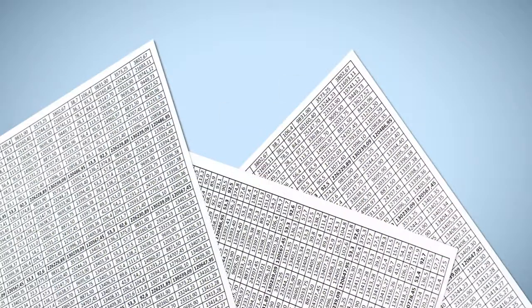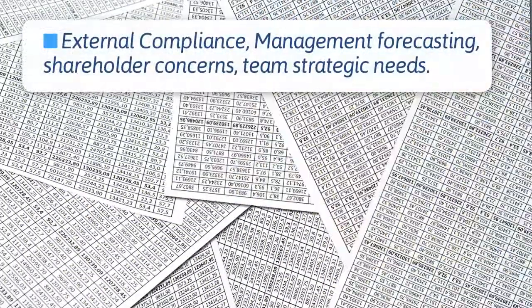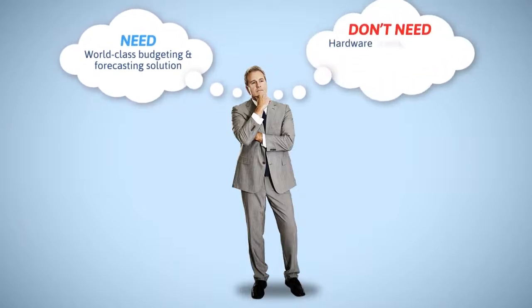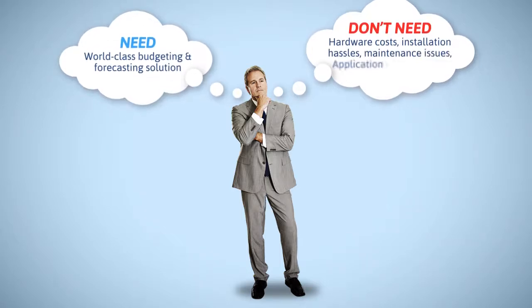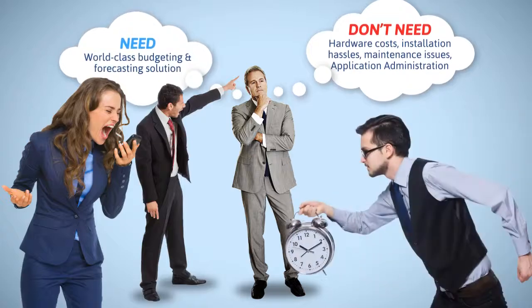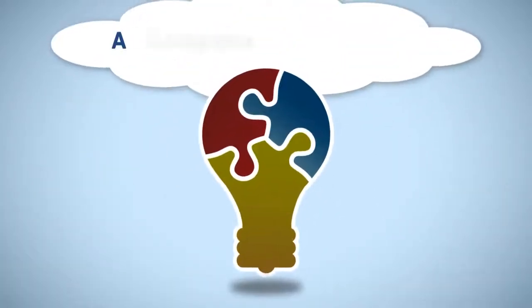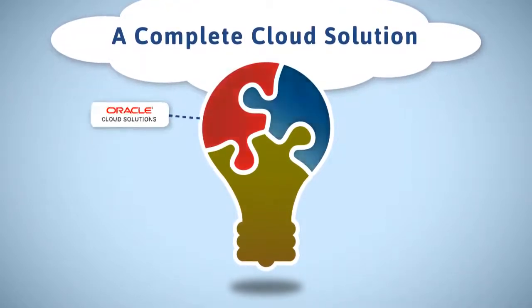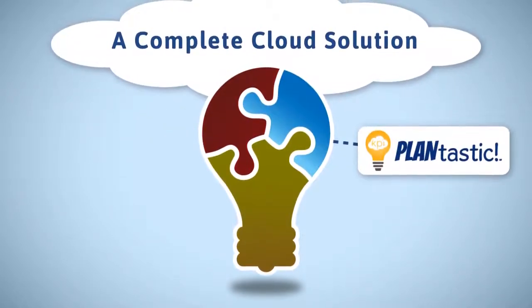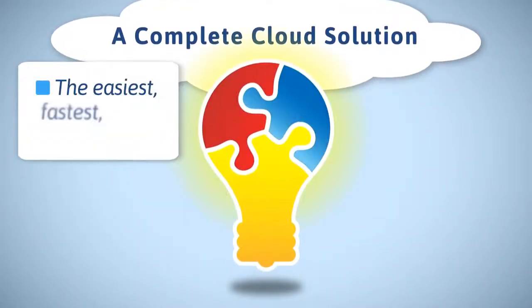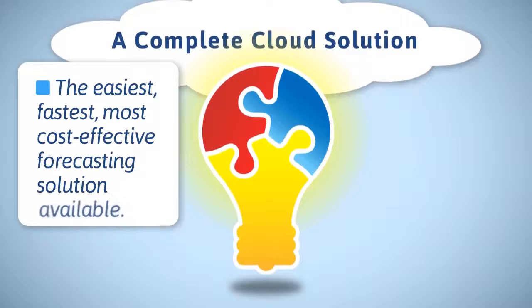If you want to get away from the chaos of spreadsheet-based planning and reporting, you need a world-class budgeting and forecasting solution that works for your organization. What you don't need is a lot of new capital investment, months of installation hassles, ongoing hardware maintenance, or application administration issues. And that's why you choose a complete cloud solution that uses Oracle's Planning and Budgeting Cloud Service, backed with Key Performance Ideas' PLANtastic implementation and Smart maintenance program. Because it's the easiest, fastest, most cost-effective forecasting solution available.